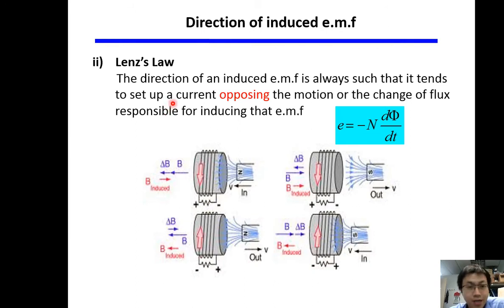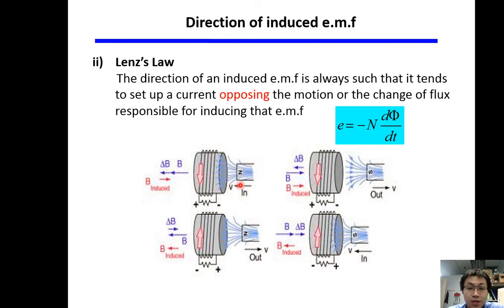Then there's Lenz's law. The direction of the induced EMF is always such that it tends to set up a current opposing the motion or the change of the flux responsible for inducing that EMF. So just now we had E induced equals N d phi over dt, and then Lenz found that actually we need to put a negative sign here. It shows that the induced EMF is always generated to oppose the change of the flux.